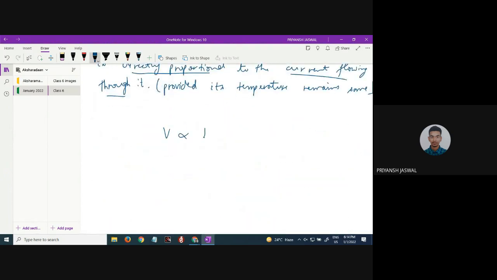Mathematically, what he observed was that V is proportional to I. This alpha symbol is the symbol of proportionality. It simply means that if we increase current in a circuit, then the potential difference will also increase. Or the other way around, if we increase the potential difference, the current will increase. So if one decreases, then the other will also decrease. That is the meaning of direct proportionality.